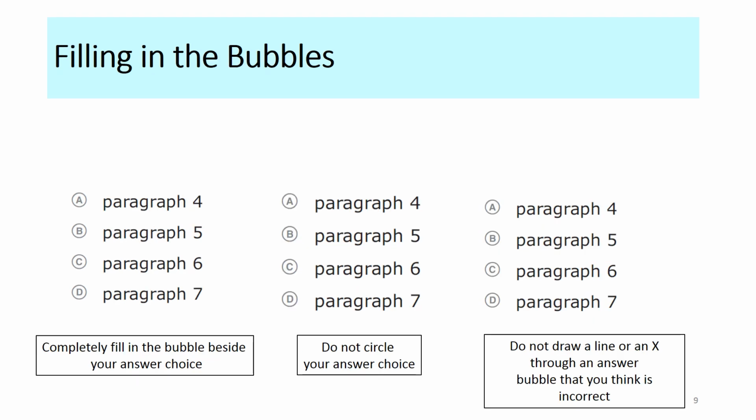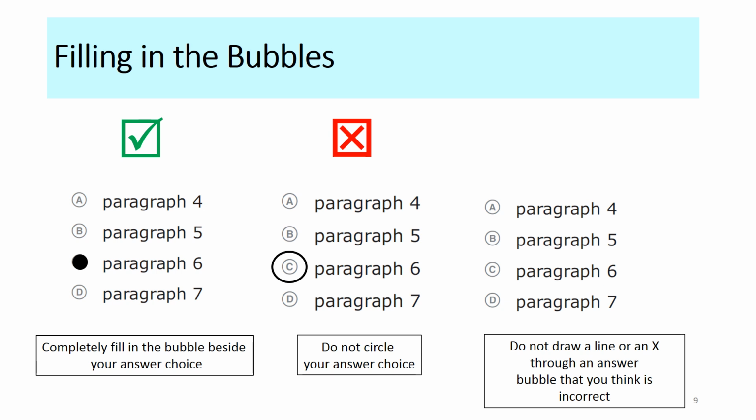All items will have answer bubbles. When you decide which answer or answers you will select, you must grid the bubble next to your answer choice completely. Do not circle your answer choice. If you circle your answer choice instead of filling in the bubble, you will not receive credit for your answer.